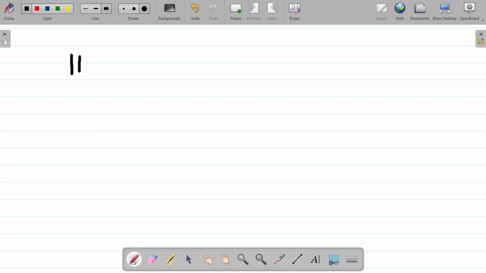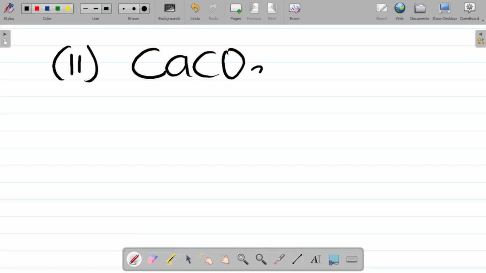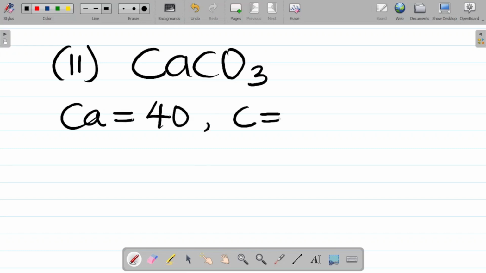So number 2, let's say you're asked to find the percentage composition of just one element. Which element do we pick here? Okay, let's just take oxygen. Let's say you're asked to calculate the percentage composition of oxygen in this particular compound. Now your first task, as usual, would be to calculate the molecular mass of this compound. For this compound you have calcium with atomic mass 40, carbon with atomic mass 12, and oxygen with atomic mass 16.